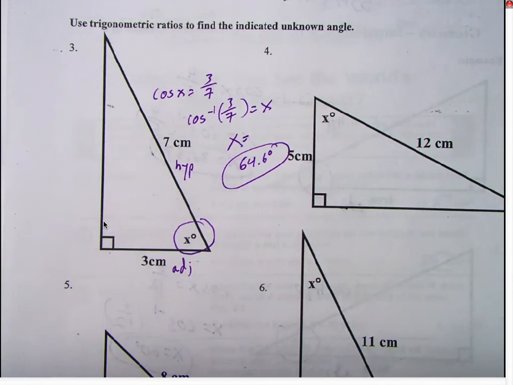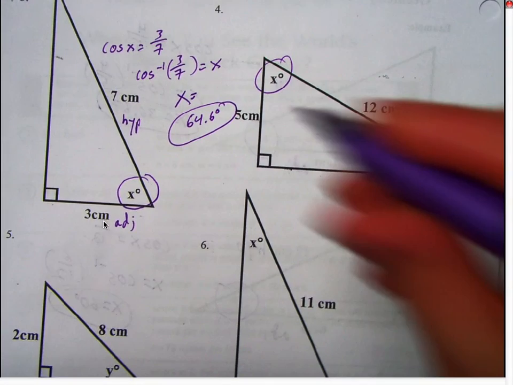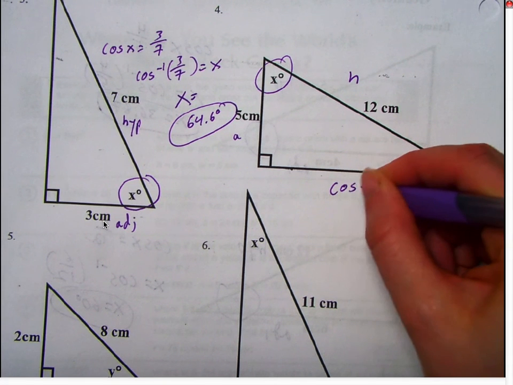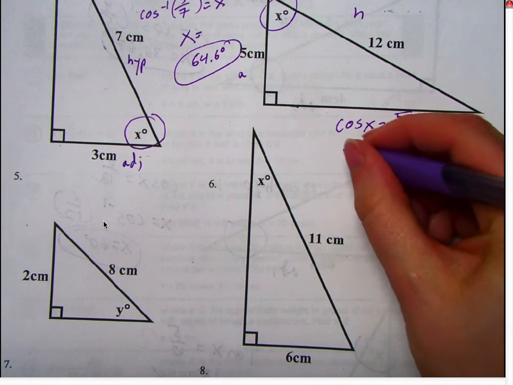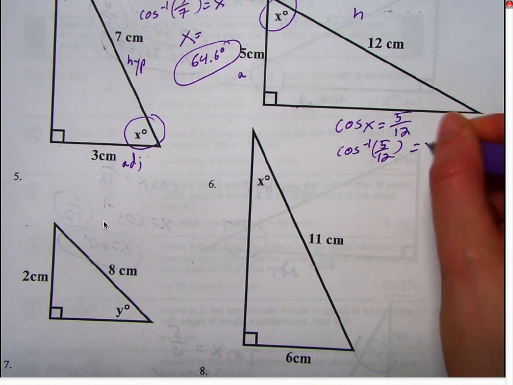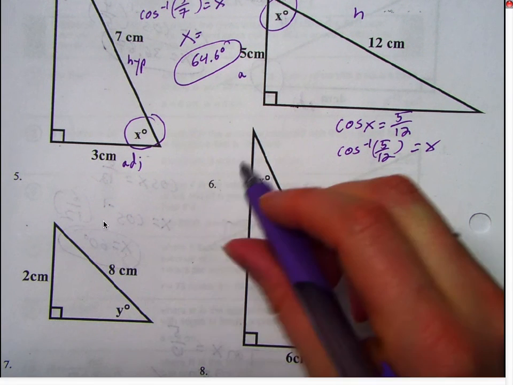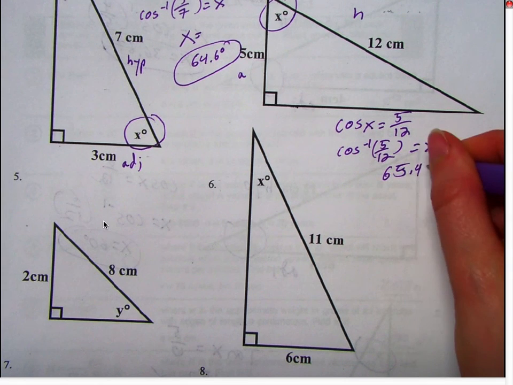Okay, guys, let's go over the rest of these. Number 4, we've got adjacent and hypotenuse, so we're going to use cosine again. Cosine of x equals adjacent 5 over hypotenuse 12. So that's cosine of negative 1, 5 over 12 equals x. So again, cosine -1, 5 divided by 12 gives us 65.4 degrees.